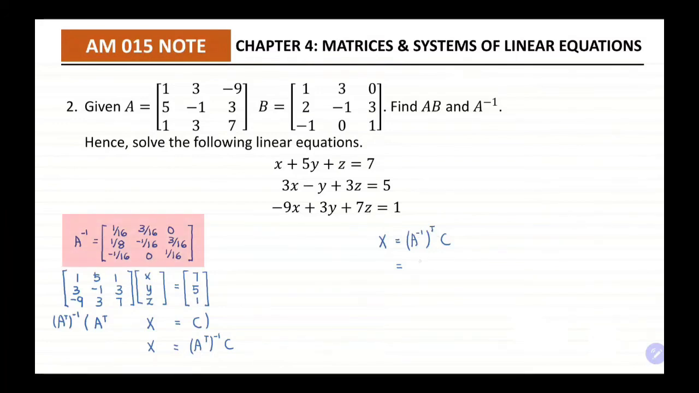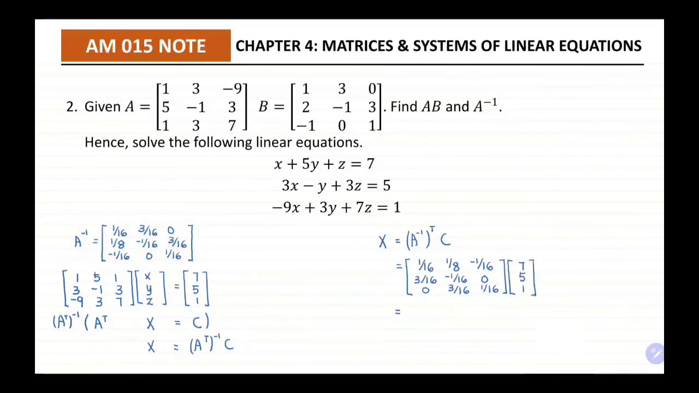So we get 1 over 16, 1 over 8, negative 1 over 16, 3 over 16, negative 1 over 16, 0, 0, 3 over 16 and 1 over 16. Okay, ini adalah A inverse transpose. Okay, kita times with C. Our C is 7, 5, 1.